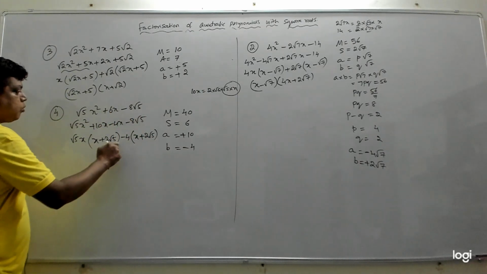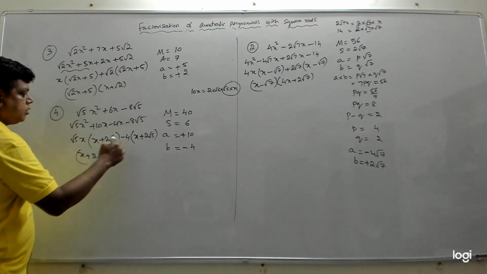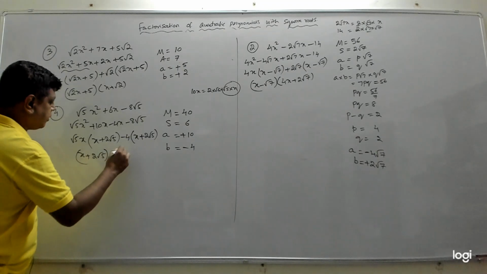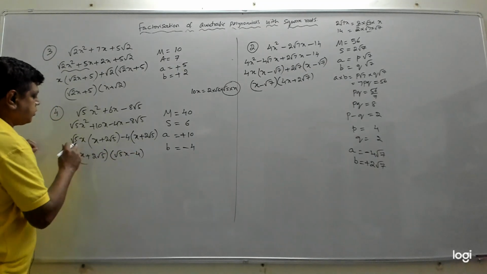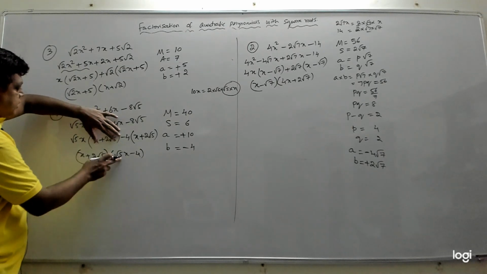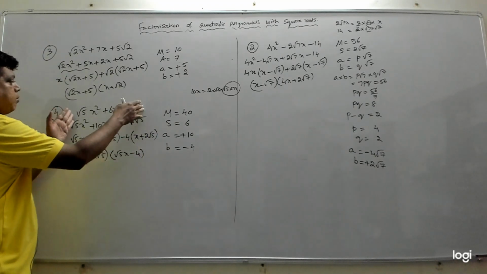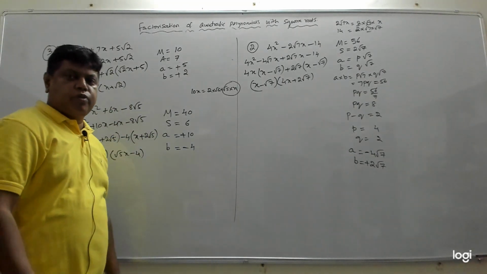Now again from these two, what is common? X plus 2 root 5 is common. So we'll get root 5x minus 4. From these two, if I take this common, then you will have root 5x here. Again from here, if I take x plus 2 root 5, I will have minus 4. So this is the factorized form of this. Clear?